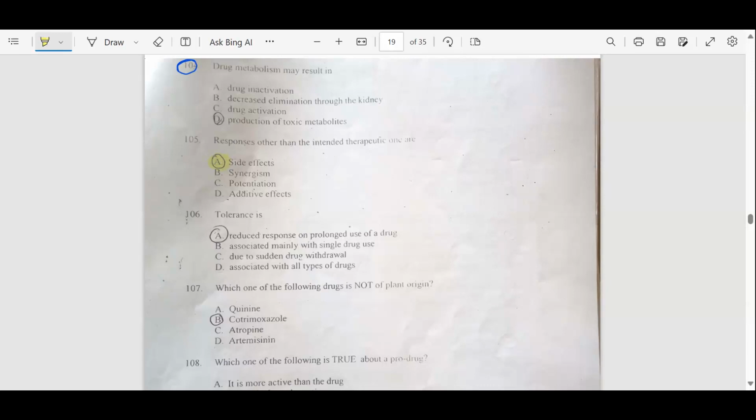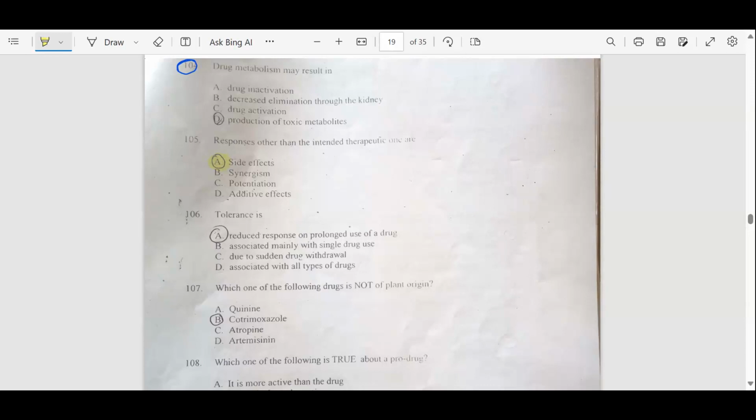Shafi, unajua direct hiyo. Shafi, tuambie synergism. Dr. Shafi? Yes, umesema nini? Synergism.